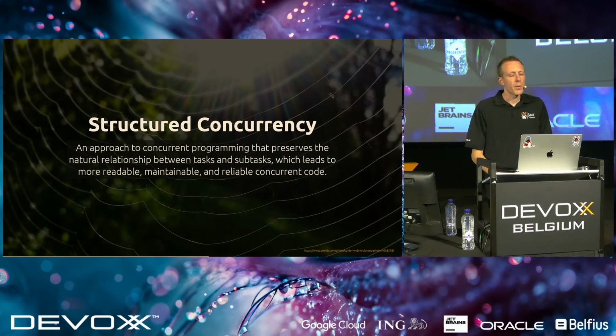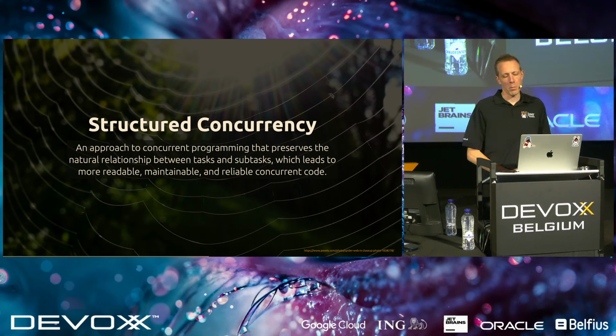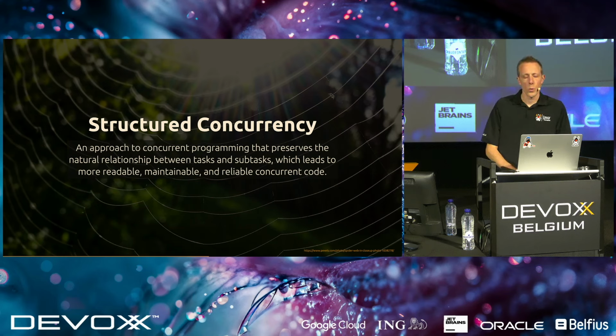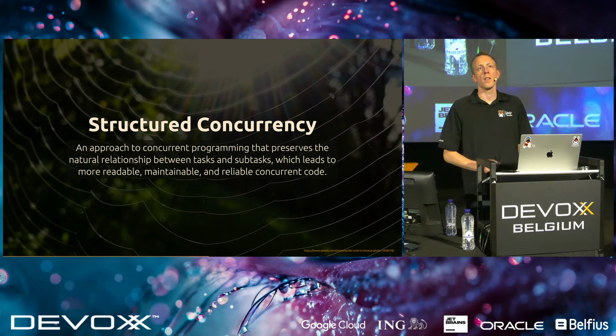It is an approach to concurrent programming that preserves the natural relationship between tasks and subtasks, which leads to more readable, maintainable, and reliable concurrent code. It's not a new concept, well, it's new to Java, but it has been implemented before. The term was coined by Martin Sustrik in 2016 when he worked on the Go language, and more specifically, goroutines in the Go language. It is also a feature in Kotlin. You might know it as coroutines. They can also function in a structured way. So a prominent feature in both Go and Kotlin, and now also in Java.